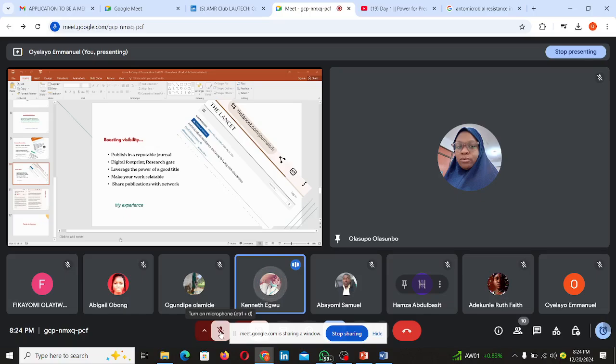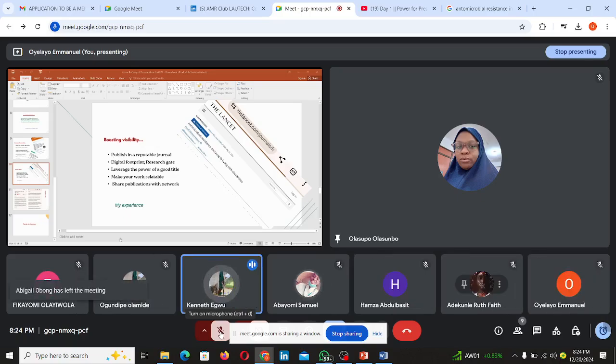And also digital footprint. Whether you have started publishing or not, always create a ResearchGate account. It will help you track your activities and organize your work, and it creates a score for you that can help you know how well you are organizing your work and creating a digital footprint for yourself as a researcher, and also boost the visibility of your work.